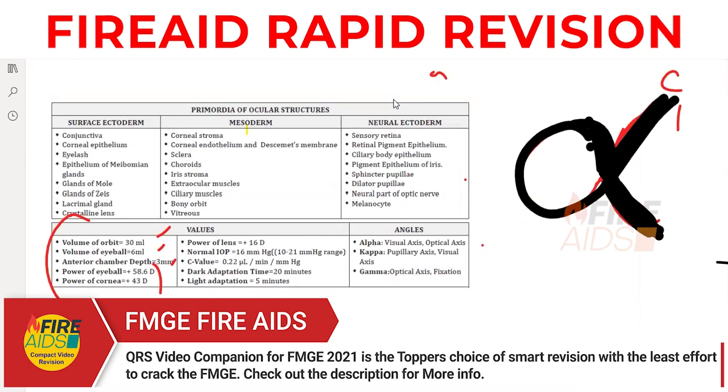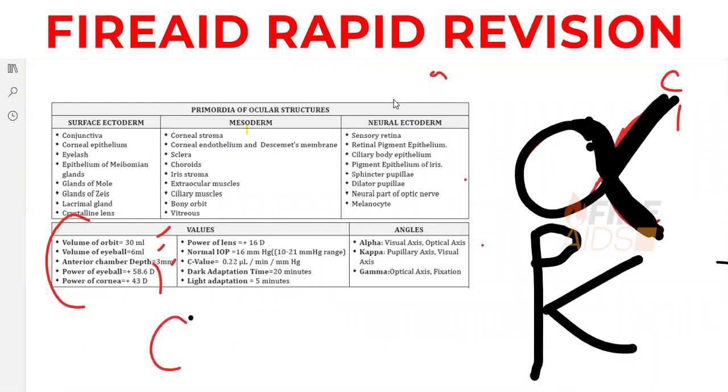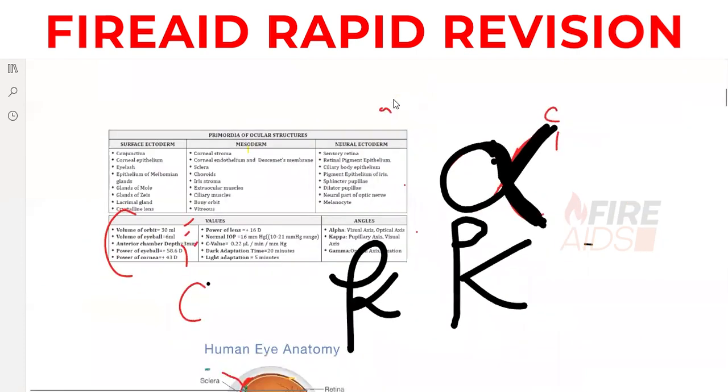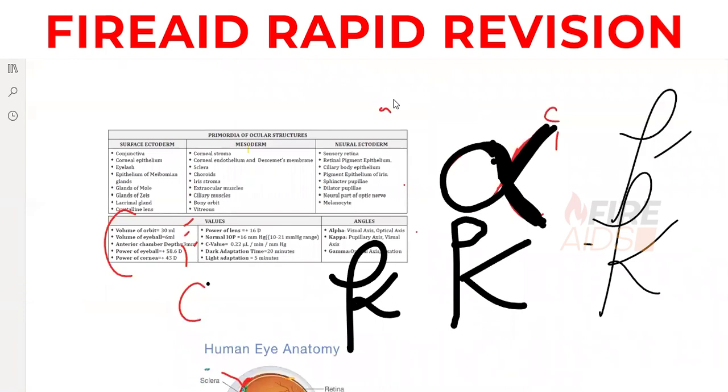Next is kappa. Kappa means there is again a V in kappa. Here is a V in kappa. So this line you are just going to make it as a P. So pupillary axis plus visual axis is kappa. Is that clear? So many students used to write K like this, right? So generally, a lot of people write K this way. That's what I'm trying to mention. So this is pupillary and this is visual. Pupillary plus visual. Am I clear?